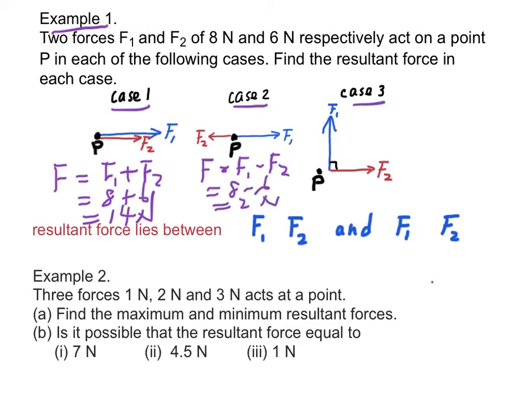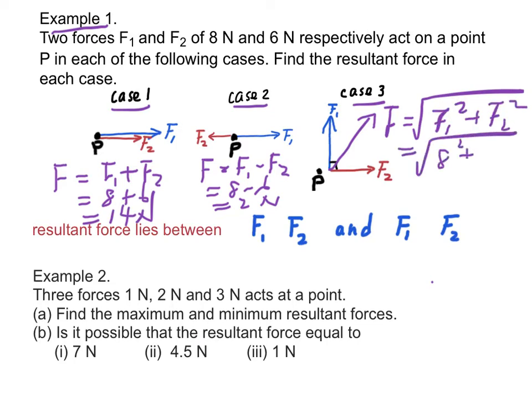For case 3, the resultant force would be F equals the square root of F1 squared plus F2 squared, equals the square root of 8 squared plus 6 squared, equals 10 Newton. Notice that the resultant force must lie between F1 plus F2 and F1 minus F2.